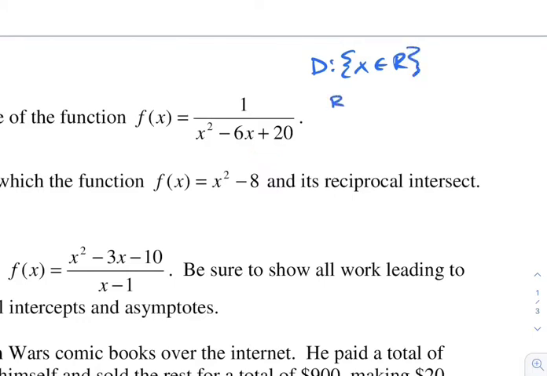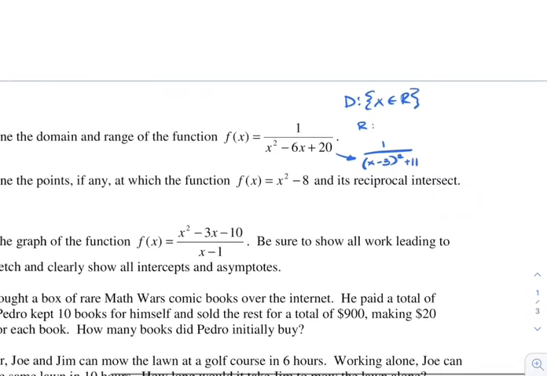Our range is a little more difficult. So in a case like this, I got to see what my function's vertex is. If I was to complete the square with the bottom here, I would have x minus 3 squared plus 11. If I graph just the bottom, not the reciprocal, just that quadratic, I know I would have some graph that would be 3 spots to the right and 11 spots up.